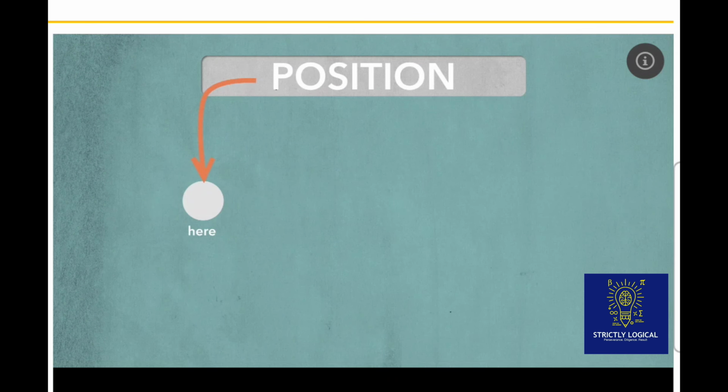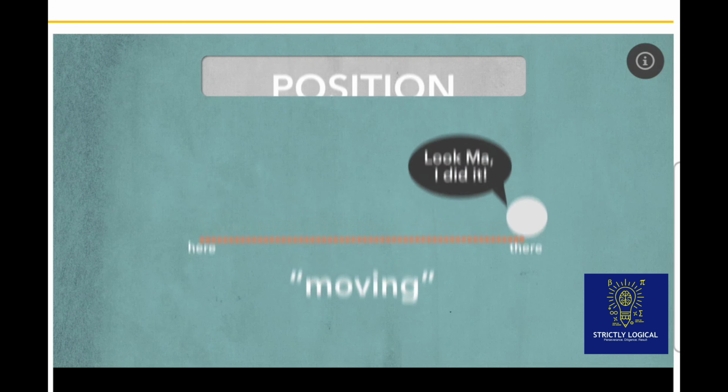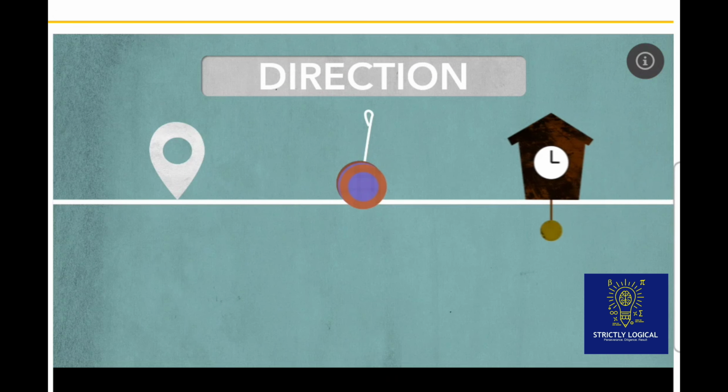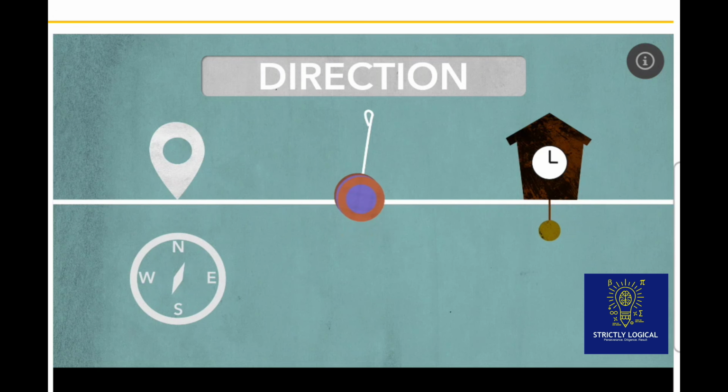This is called its position. In order to be moving, the object must change position. Then we have to consider its direction. Depending on what's moving, where it starts, and what we're trying to measure, we can use directions such as east, west, up, down, or left and right.